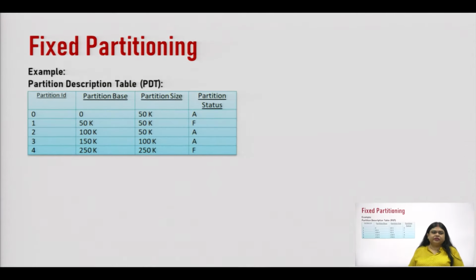Now, let us see how fixed partitioning works. Over here I have taken an example. You can see these are the partition IDs. We have taken 5 partitions. These are the partition sizes. The first 3 partitions are of 50 kb size, the fourth one is 100 kb and the last one is 250 kb. And these are the partition base. Partition base is nothing but the starting of the partition.